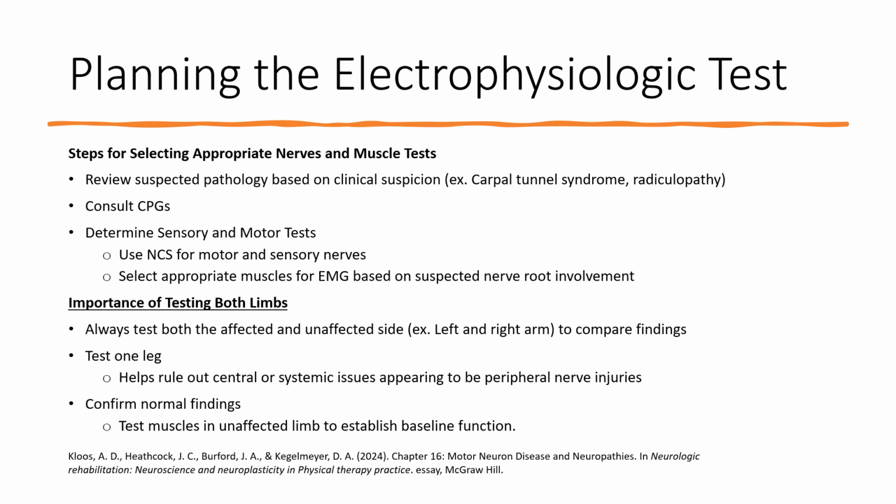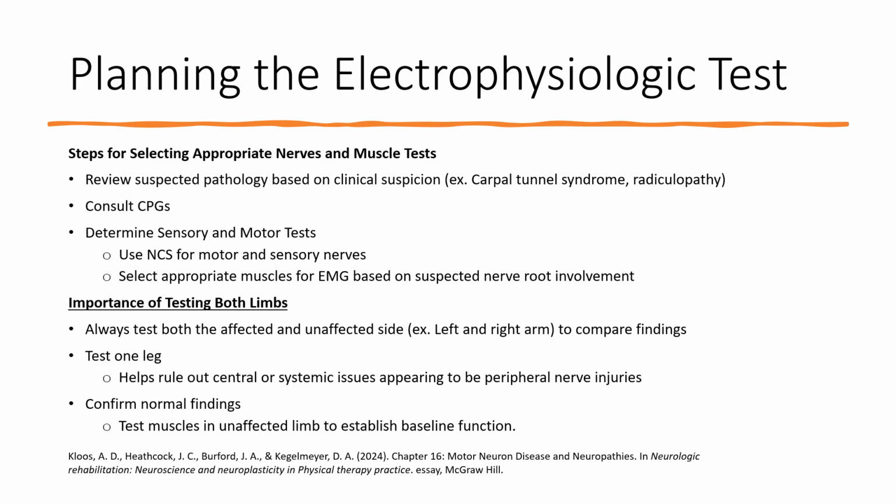Now we'll look at the steps for selecting appropriate nerve and muscle tests when planning an electrophysiological test. We want to make sure we review the suspected pathology based on the clinical suspicion, for example, carpal tunnel syndrome or radiculopathy. We also want to consult CPGs as well as determine sensory and motor tests. We can do this by using NCS for motor and sensory nerves and selecting appropriate muscles for EMG based on suspected nerve root involvement.